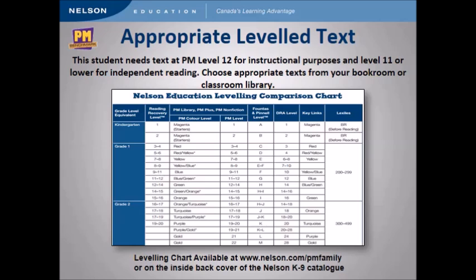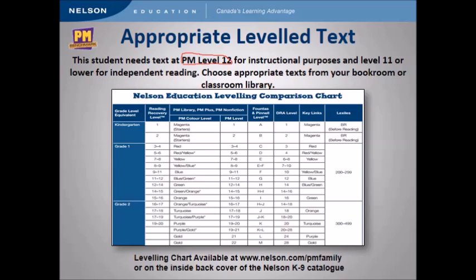So now you're ready to select appropriate text for your students' independent reading and for your students' guided reading. Remember, guided reading is at the instructional level. So for the student we just looked at, we're looking at text for guided reading. That's at level 12.